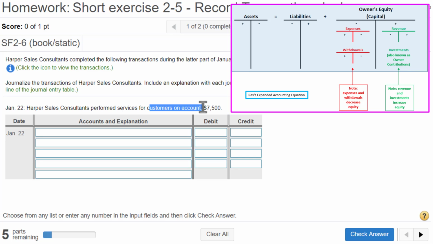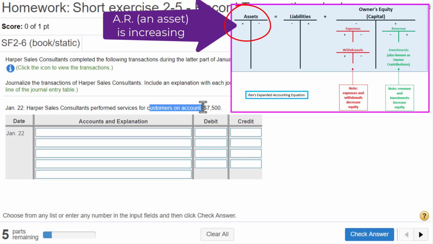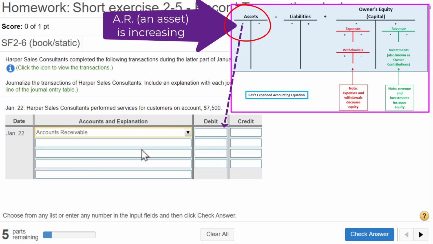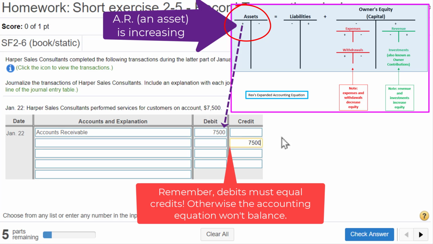So, accounts receivable is what type of an account? It's an asset. And is our accounts receivable increasing or decreasing? It's increasing, so therefore, assets increase on the debit side. So we're going to record accounts receivable first. See if I can double click that. Nope. 7,500. I can copy and paste this. The credit is also $7,500.